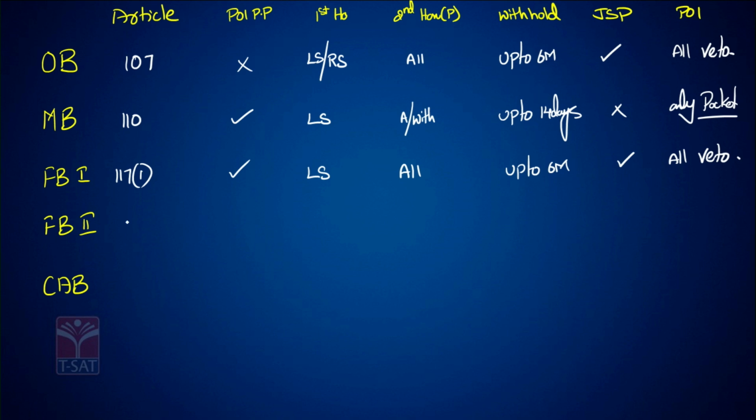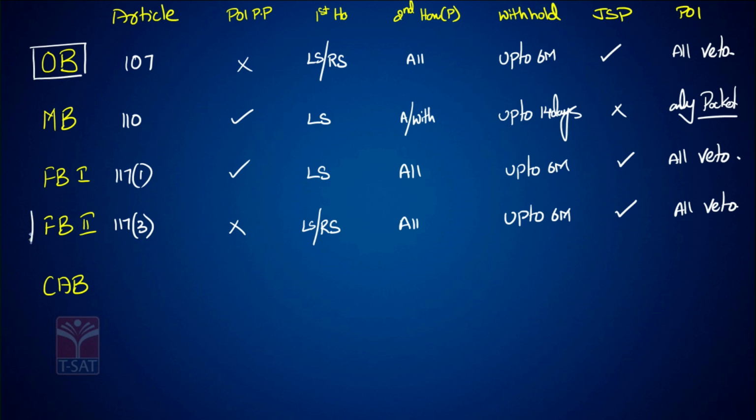Financial Bill Type 2. Article 117 clause 3 talks about Financial Bill Type 2. President's prior permission is not a must. It can originate in Lok Sabha or Rajya Sabha. All veto powers, withholding up to 6 months. Joint sitting can be held. All veto powers, see, same like an ordinary bill. Financial bill is the same. Okay. And money bill, Financial Bill Type 1.